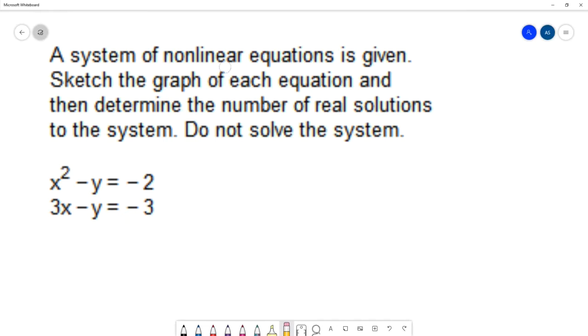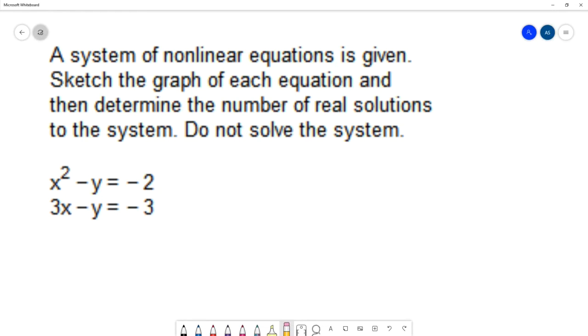A system of nonlinear equations is given. Sketch the graph of each equation and then determine the number of real solutions to solve the system. Do not solve the system. The system we're working with is x squared minus y equals -2 and 3x minus y equals -3.